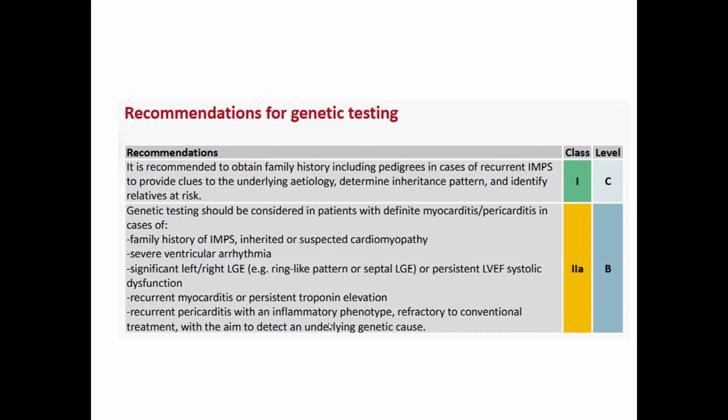offer the patient genetic testing, it's class 2A, especially if they have family history of inflammatory myopericarditis syndrome or inherited or suspected cardiomyopathy, in patients with severe ventricular arrhythmia, in patients with significant late gadolinium enhancement and scarring of their myocardium in cardiac MRI, in patients with recurrent myocarditis or persistent troponin elevation, and recurrent pericarditis with an inflammatory phenotype, refractory to conventional treatment, with the aim to detect an underlying genetic cause. So even in recurrent cases, even in the absence of family history, it's class 2A to offer them genetic testing.